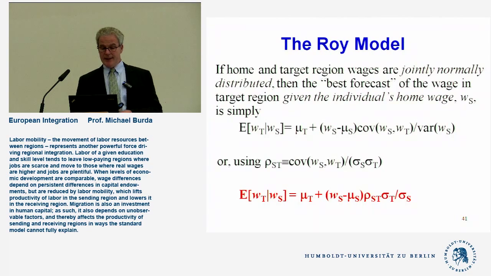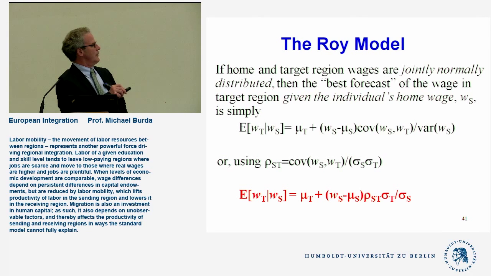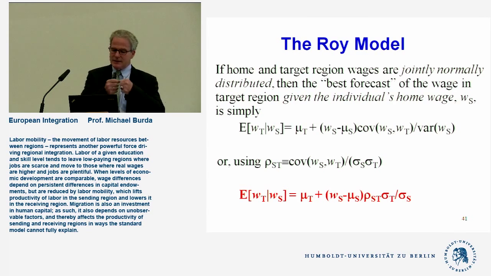Okay? And this is the formula that would be implied if I have a joint normal distribution of wages at home and wages abroad. Think of this as the optimal linear predictor. If I know what my wage is here, that's WS, my expected value of the wage in the receiving region is equal to the mean of the receiving region plus the deviation of my wage from my own mean at home times the correlation with the receiving region.